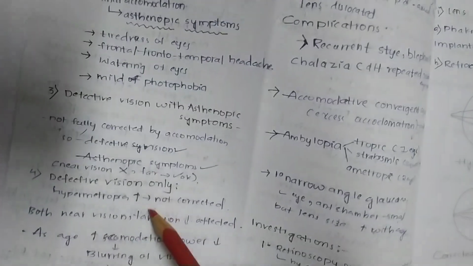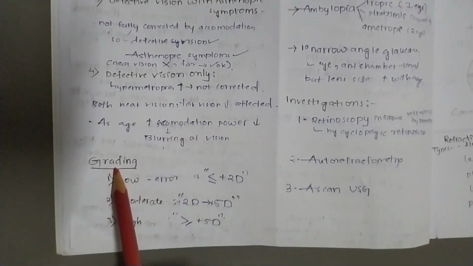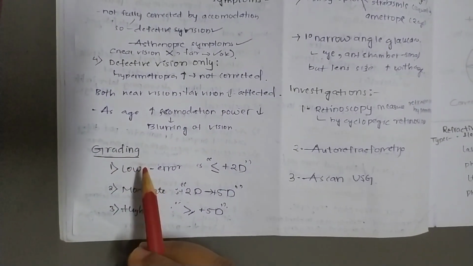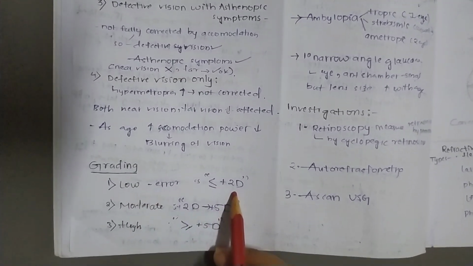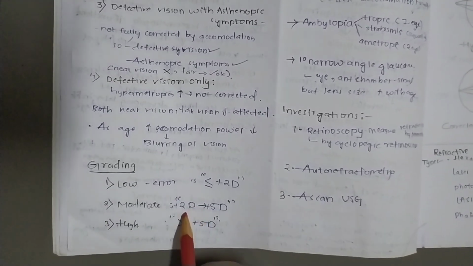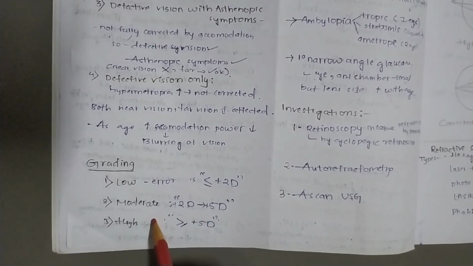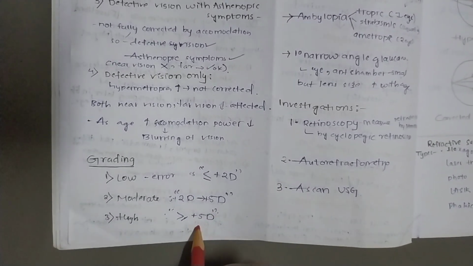Next, coming to the grading of hypermetropia, it can be graded into 3: low, moderate, and high. In low, the error is less than 2 diopters. In moderate, the error is from 2 diopters to 5 diopters. In high, the error is greater than 5 diopters.